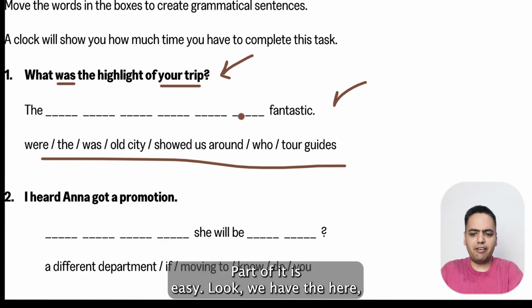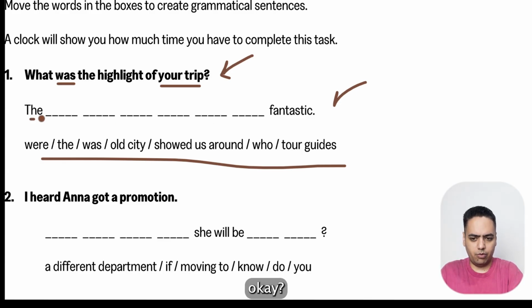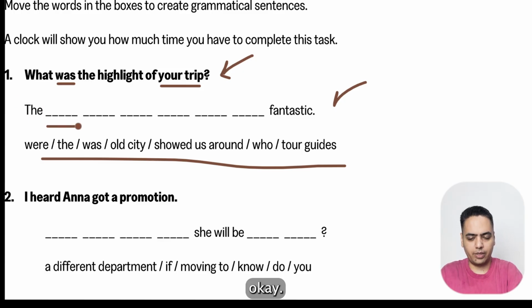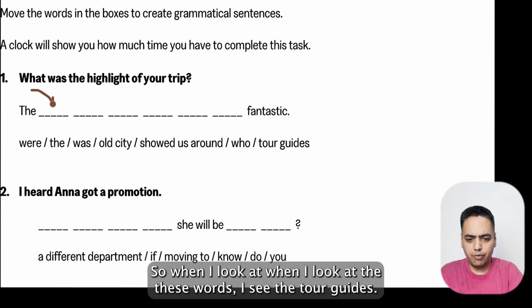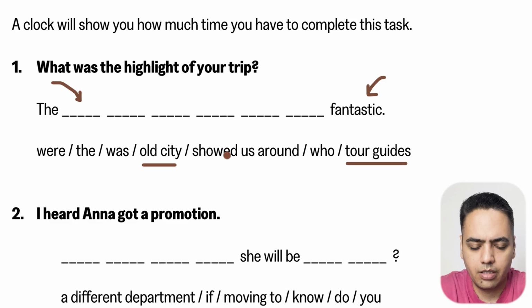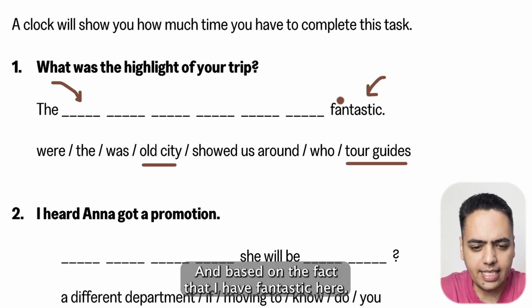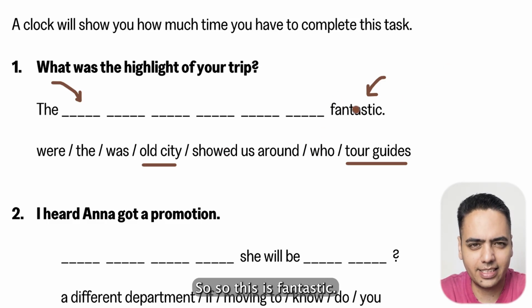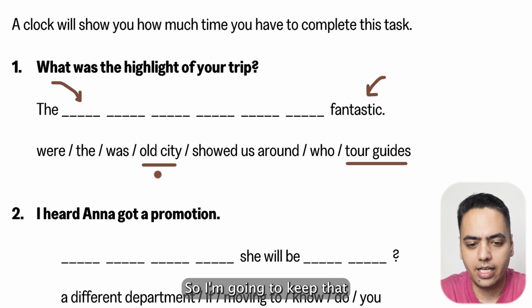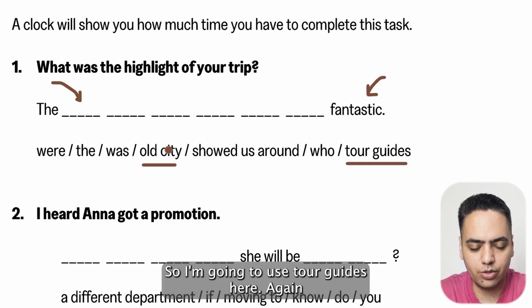Look, we have the here. Okay, so definitely after this, I need a noun. So when I look at these words, I see that tour guides and old city are the only possible nouns. And based on the fact that I have fantastic here, this fantastic usually is probably used to describe the old city. So I'm going to keep that for this. So I'm going to use tour guides here.